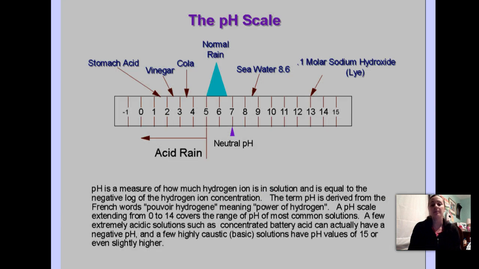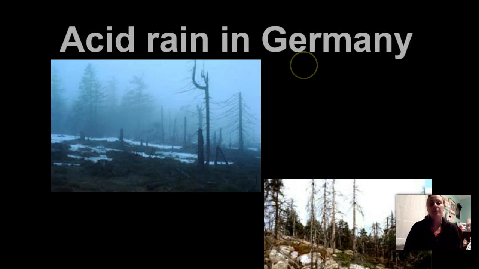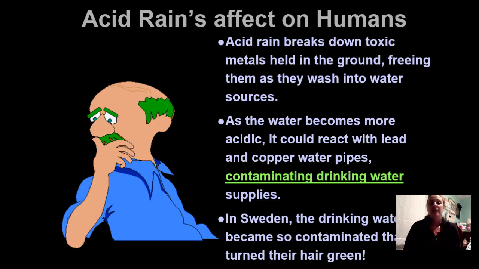And this is the pH scale, which is what helps us to determine how acidic or how basic a substance is. And acid would be on the lower end of this range. Here's a picture of acid rain that damaged this forest in Germany. Now, there are some effects on human life because of acid rain.